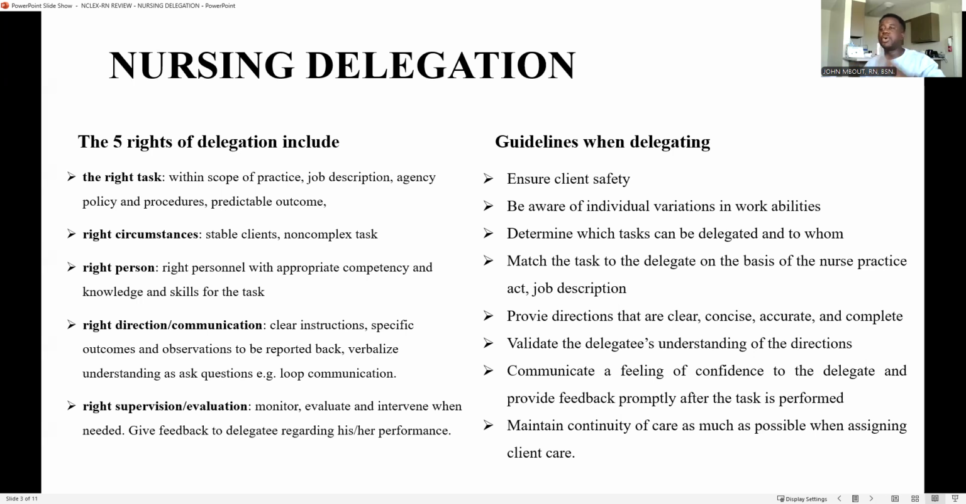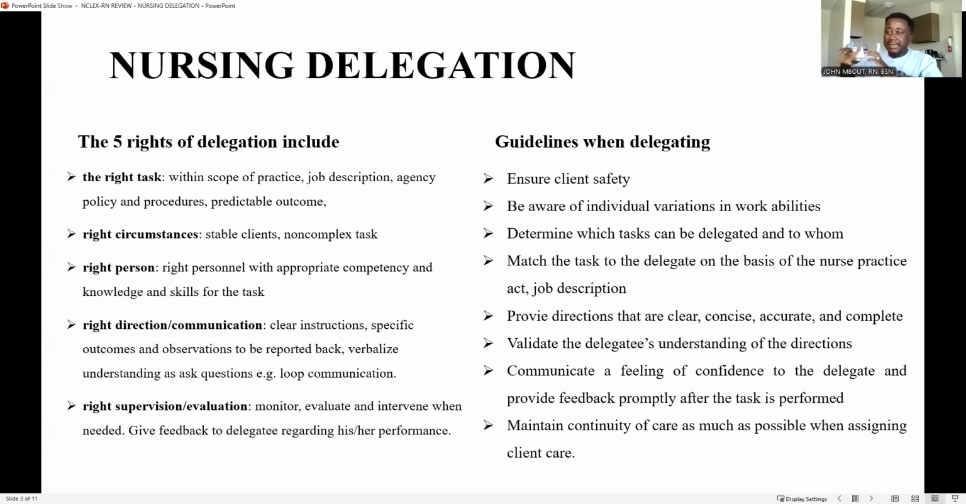And the last and important point, right supervision and evaluation. You should go and monitor the task to see if it has been performed perfectly, and you give appraisals and feedback to the delegatee, to commend him or her for a job well done.